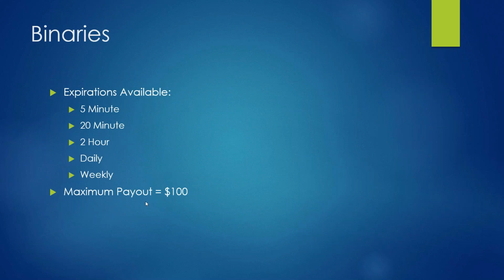Now, first I want to go over the expirations for each of the instruments because it makes a difference when you're choosing which instrument you should trade. So the binary options, the expirations that are available are the 5-minute, 20-minute, 2-hour, daily, and the weekly. And your maximum payout is always $100.